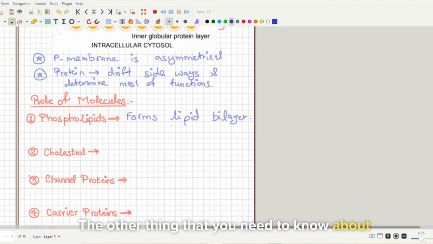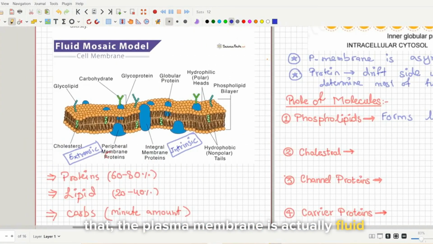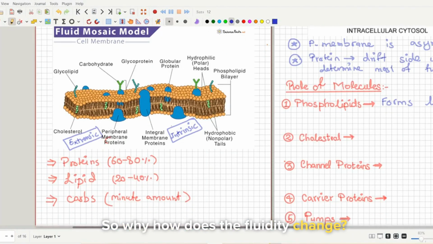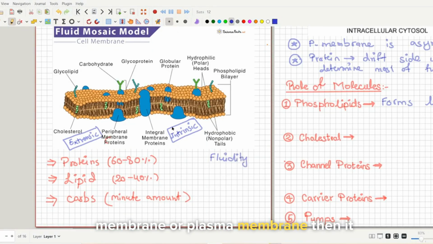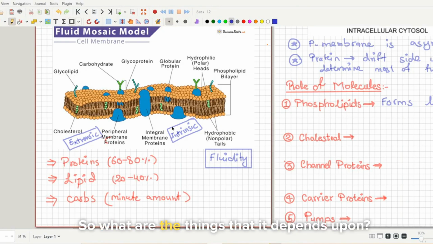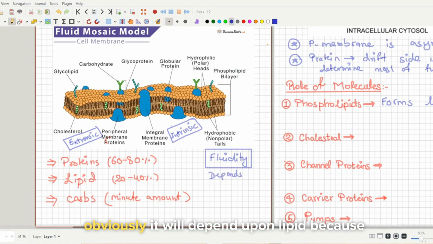The other thing you need to know about the plasma membrane is that it is fluid. Like we talked about, lipid is a kind of sea. It is a fluid, it moves like a fluid. So that means the cell membrane has fluidity. How does the fluidity change? The fluidity of our cell membrane or plasma membrane depends upon some conditions. Fluidity is not constant, it can change. So what does it depend upon? The first thing is that, obviously, it will depend upon lipid, because lipid is the sea, right?